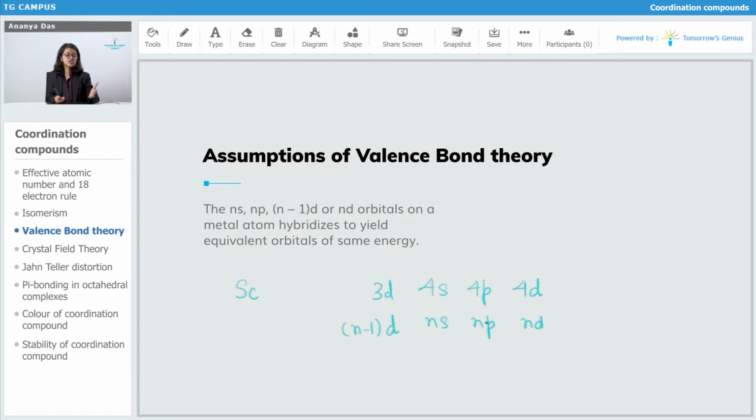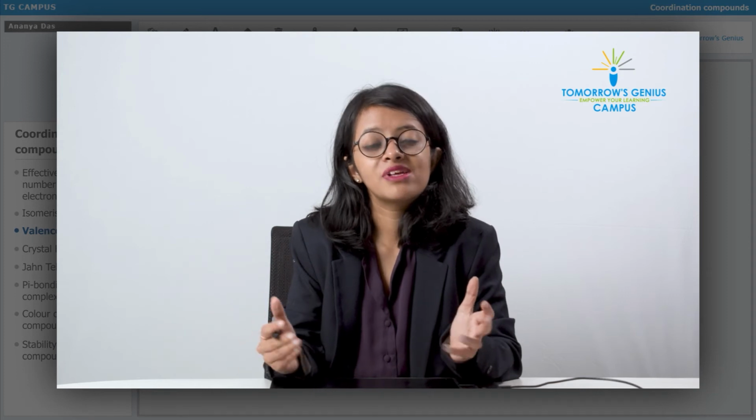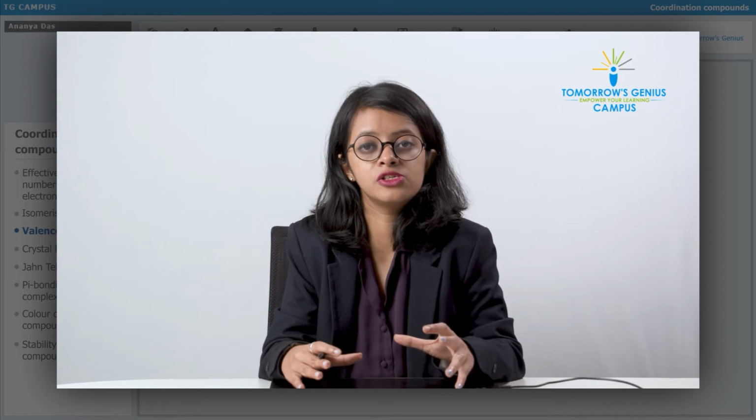Now what this assumption states is either these or these, they hybridize together and they form orbitals which are equivalent in energy. Right now they are not equivalent in energy. 3d has a different energy than 4p, which has a different energy than 4s, which has a different energy than 4d. But when they hybridize together, they form a set of orbitals which are equivalent in energy.